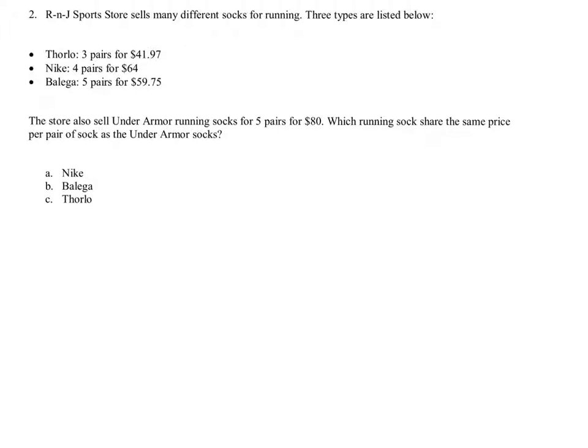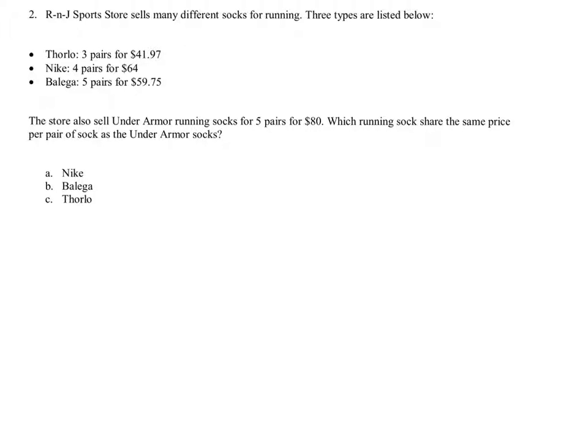Thorlo socks are 3 pairs for $41.97. Nike socks are 4 pairs for $64. And Balega is 5 pairs for $59.75. The store also sells Under Armour running socks for 5 pairs for $80. The question is, which running sock shares the same price per pair of sock as the Under Armour socks?